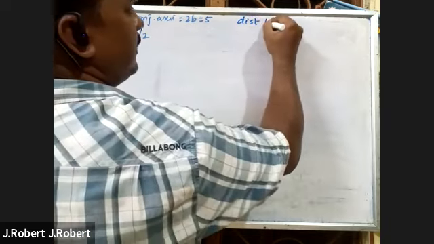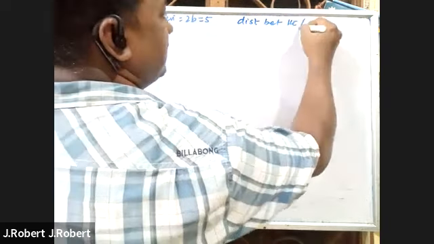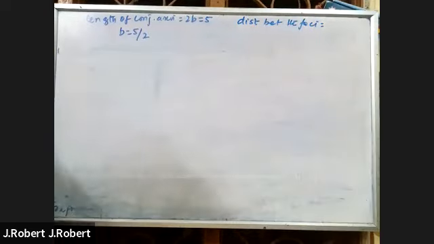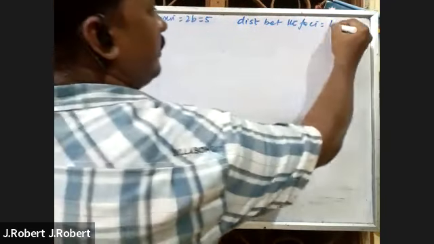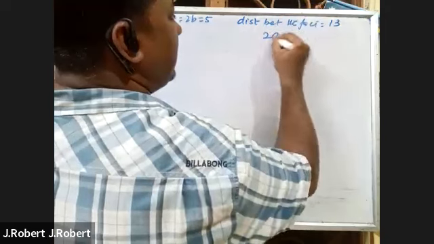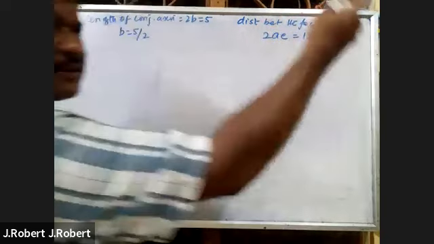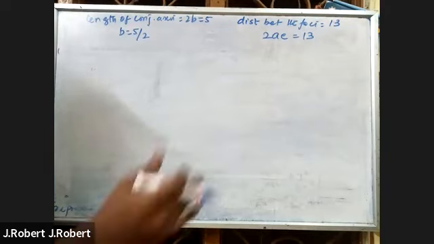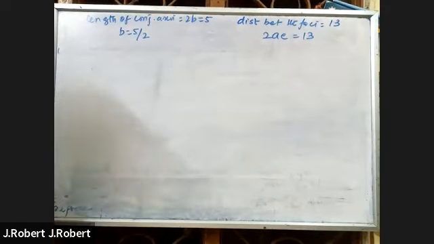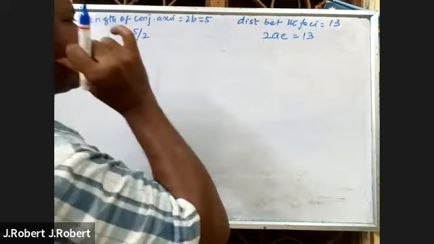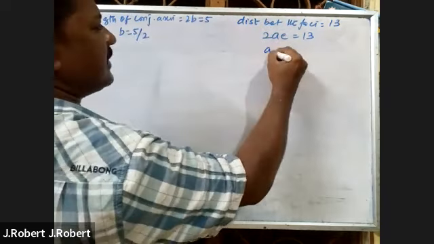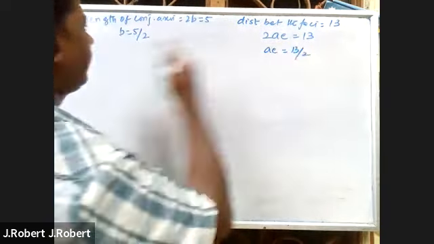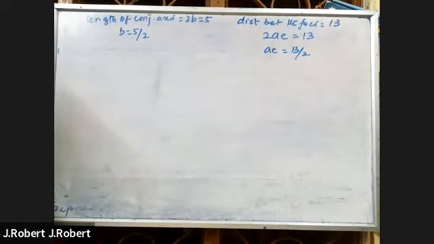The distance between the foci is given, which is 13. We know the formula: the foci are (AE, 0) and (minus AE, 0), so the distance is 2AE. Our 2AE equals 13, so AE equals 13 by 2. Okay? Your b is equal to 5 by 2 and AE is equal to 13 by 2.